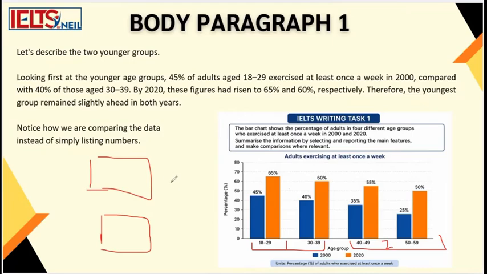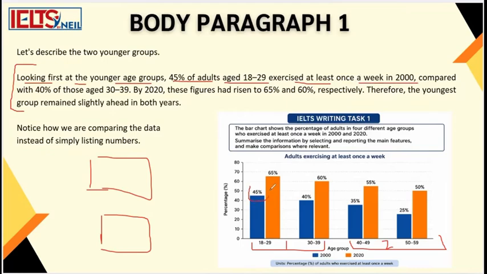Now, in the body paragraphs, you are allowed to do any comparison, write any numbers. There is no limit on what you can write and what you cannot write. So explain as much as you can in the body paragraph. Now, if we have a look at this first body paragraph, they're saying, looking first at the younger age groups, 45% of adults aged 20 and 29 exercise at least once a week.